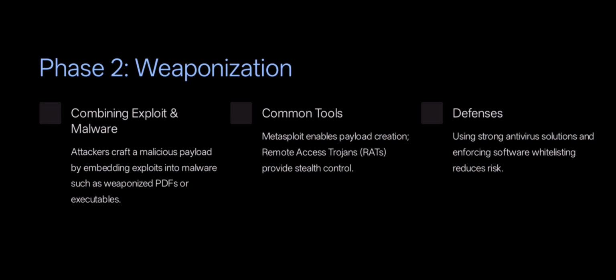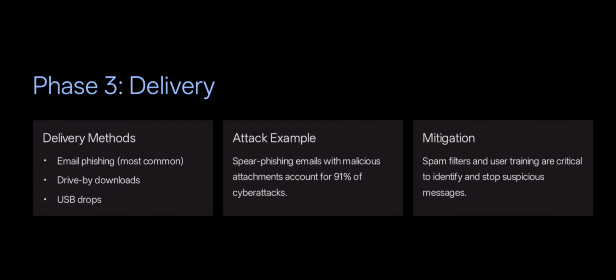D. Endpoint protection. Deploying advanced endpoint protection solutions that utilize behavioral analysis can detect and block malicious activities associated with weaponized payloads. The weaponization phase is a critical step in the cyber kill chain, where attackers transform gathered intelligence into a functional attack mechanism. Understanding this phase enables organizations to implement proactive defenses, such as timely patching, user education, and advanced threat detection, to disrupt the attack chain before it progresses further.